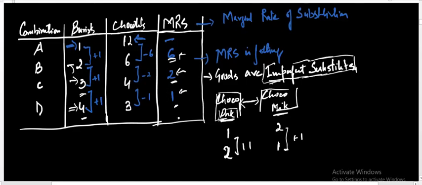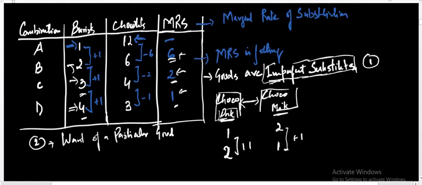Now the second reason why MRS is falling, this was the first one, is that the want of a particular good is satiable. Which again means the same thing, that as I have more and more of one commodity, I am going to substitute less and less of the other commodity, because the intensity of want of this particular good reduces as I have more and more of the biscuits, and then I give less and less units of the chocolates.